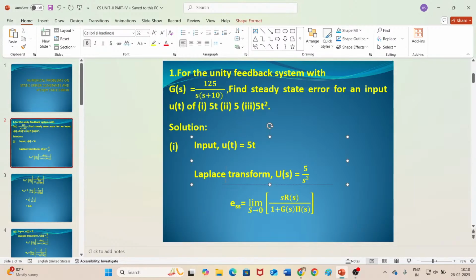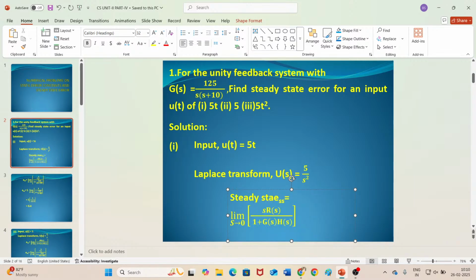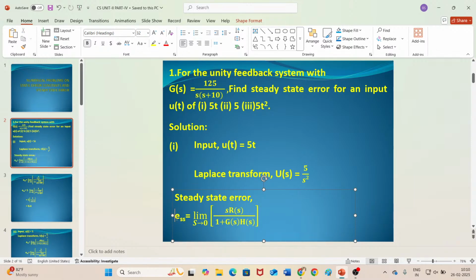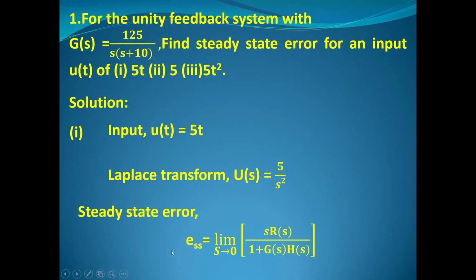Now, what is our steady state error equation? Steady state error equation, that's what I have written here. Standard equation for steady state error is e_ss equal to limit s tends to 0, s into R(s) by 1 plus G(s) H(s). This is our steady state error equation.